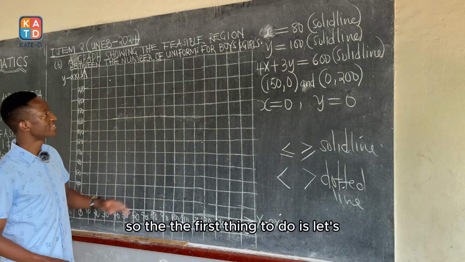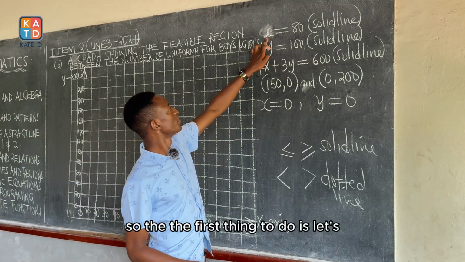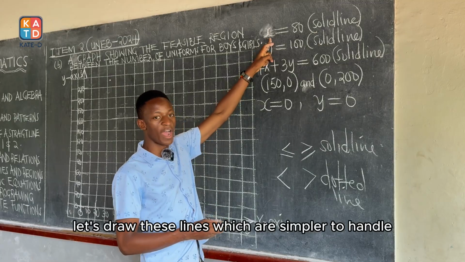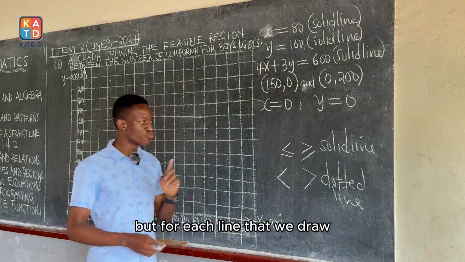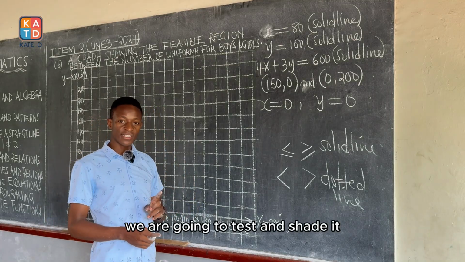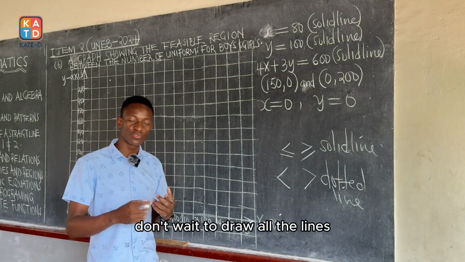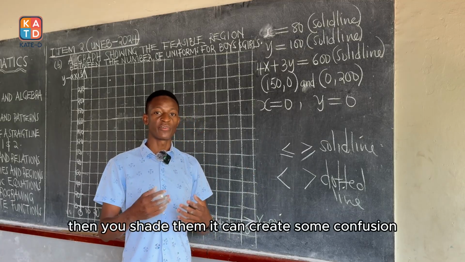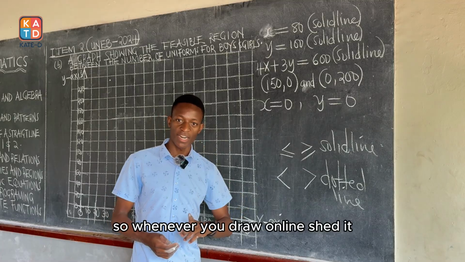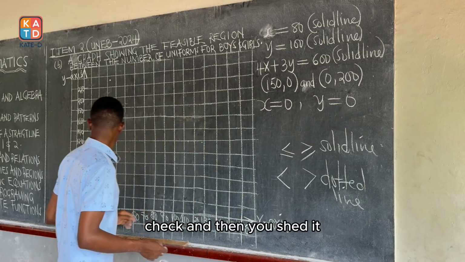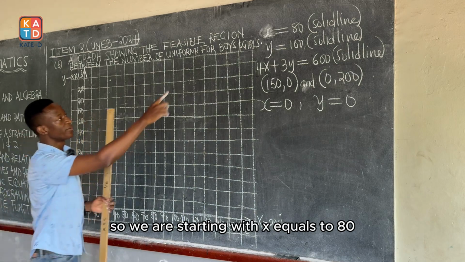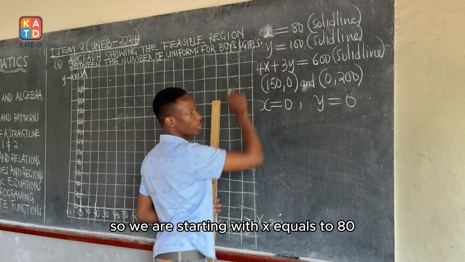So the first thing to do is let's draw these lines, which are simpler to handle. But for each line that we draw, we are going to test and shade it. Don't wait to draw all the lines, then shade them. It can create some confusion. So whenever you draw one line, check, and then shade it. So we are starting with x equals 80.